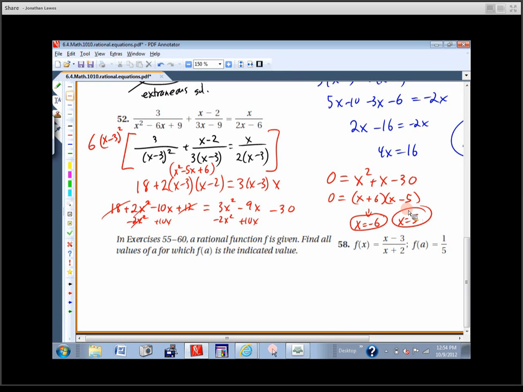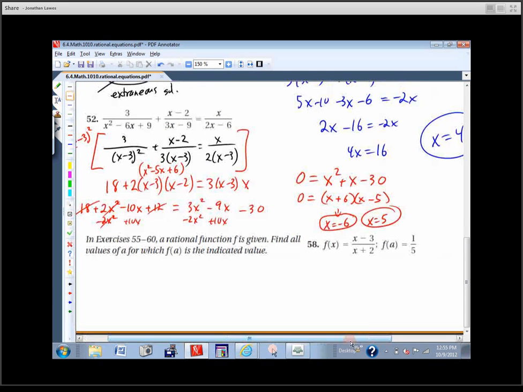Do I get to keep both of those answers? I do. What if I were going through and I solved this and I ended up with one of these being 3? Cross it out. That would be extraneous. Okay? All right. Good? You're going to run across some problems where you have to multiply things together like this and then solve it by factoring. So just keep that in mind.